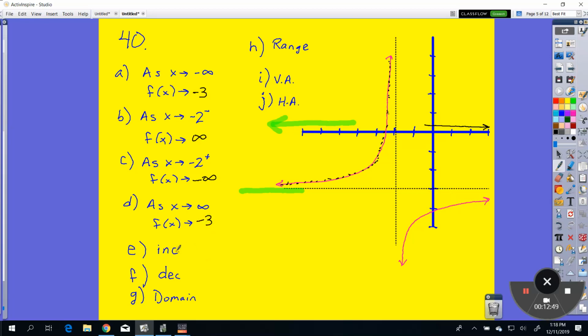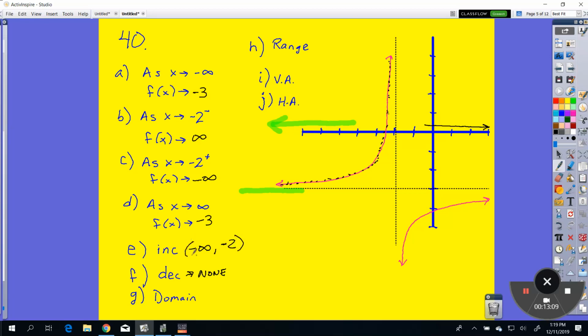Now, when is this thing increasing? So if I'm a little hiker hiking along this path, and this is a mountain, it increases all the way along here. It also increases all the way along here. It never decreases. So decreasing is easy, none. But it increases from negative infinity to negative 2.